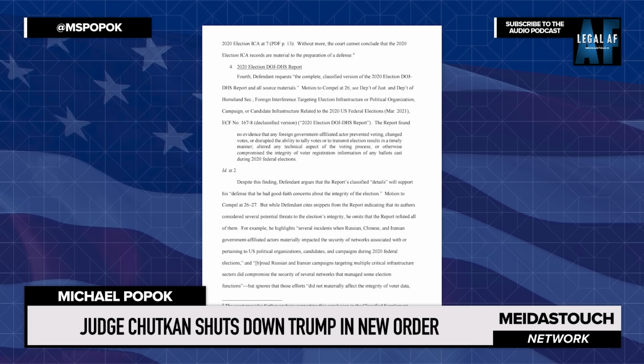Despite this finding, the judge says, Trump argues that the report's classified details will support his defense that he had good faith concerns about the integrity of the election. But while defendant cites snippets from the report, the judge says, indicating that its authors considered several potential threats to the election's integrity, Trump omits that the report refuted all of them. For example, he highlights several incidents when Russian, Chinese, and Iranian government-affiliated actors materially impacted the security of networks associated with or pertaining to U.S.